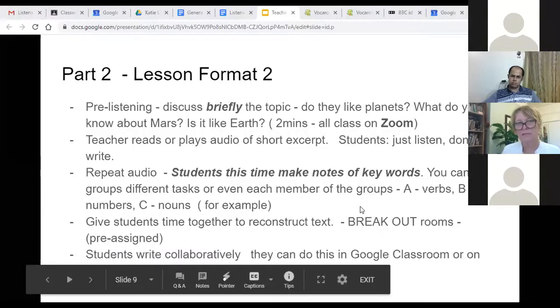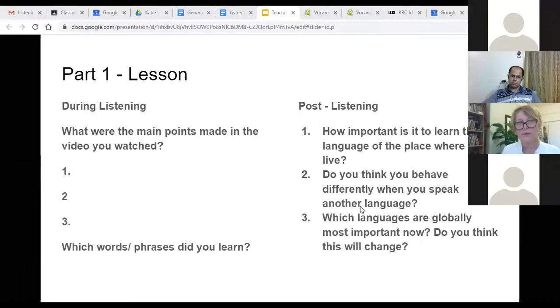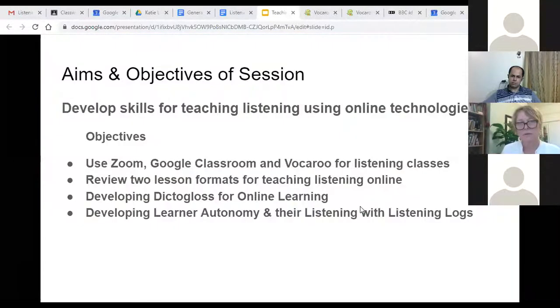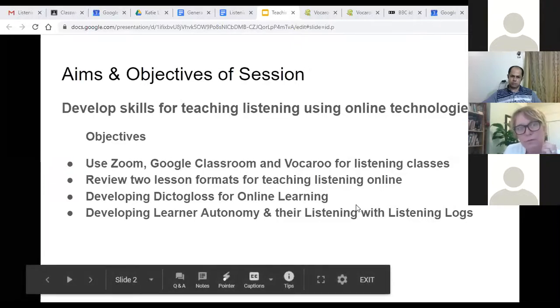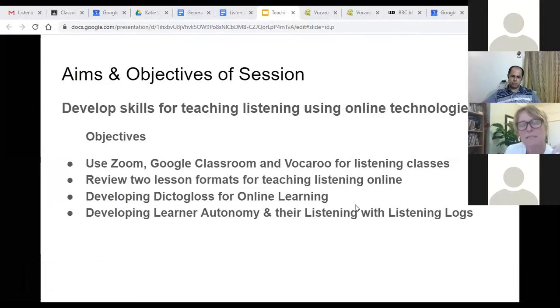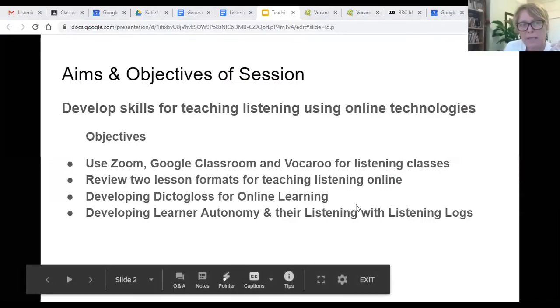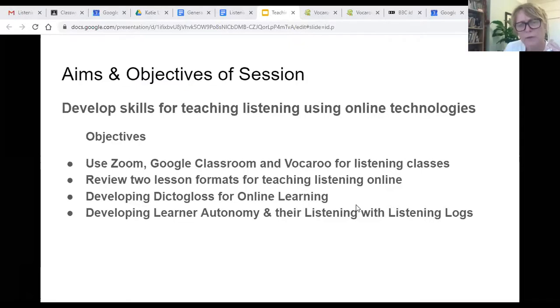All right, so let's go back to the beginning now, right at the very beginning. This is what we set out to do. We've reviewed two lesson formats for teaching listening online. One of them was developing a dictagloss for online learning, and one of them is to use the flipped learning method of giving the students the activity before the class and then working on it in class. And the idea is to develop learners' autonomy, but also being very aware of the resources and giving students the ability to go back to their learning on Google Classrooms.